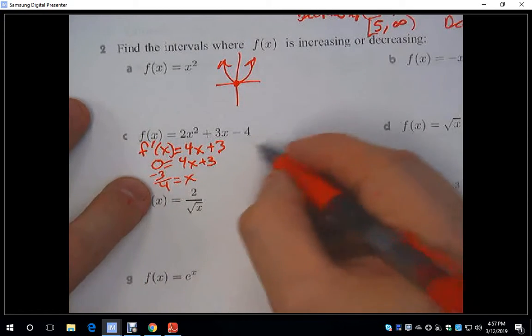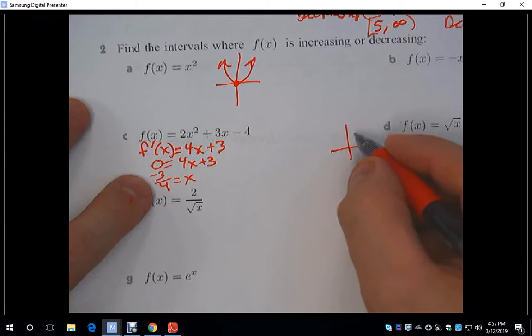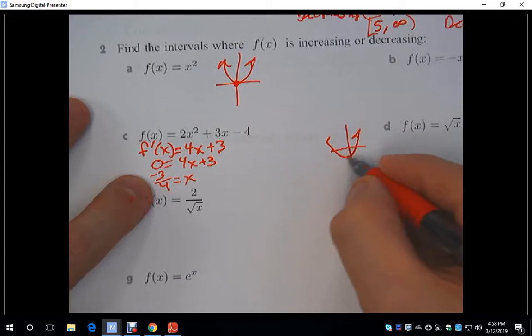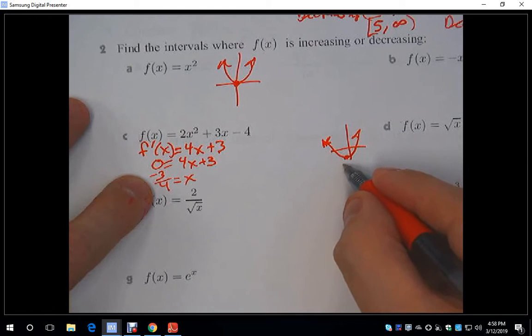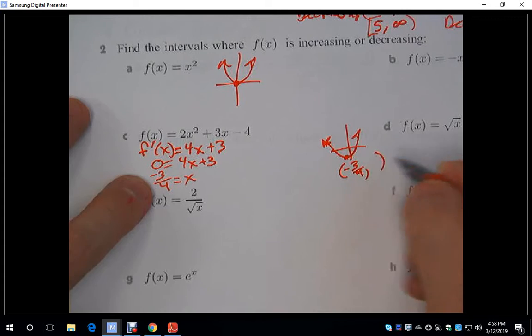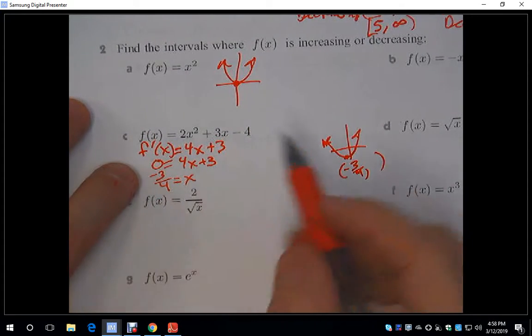So my turning point, the vertex of my parabola, is somewhere over here, where the turning point or the vertex is at -3/4, comma something. I don't know what the y is, but it doesn't really matter because we're looking at the interval, which is the domain.